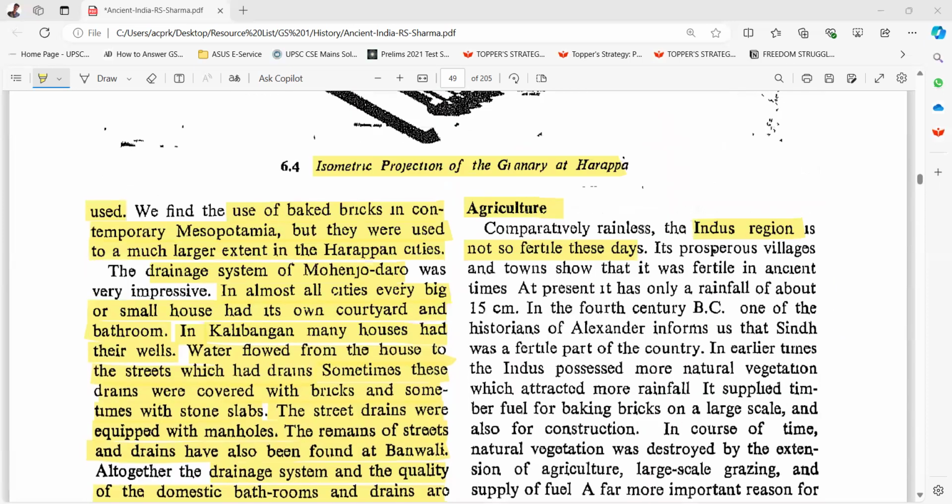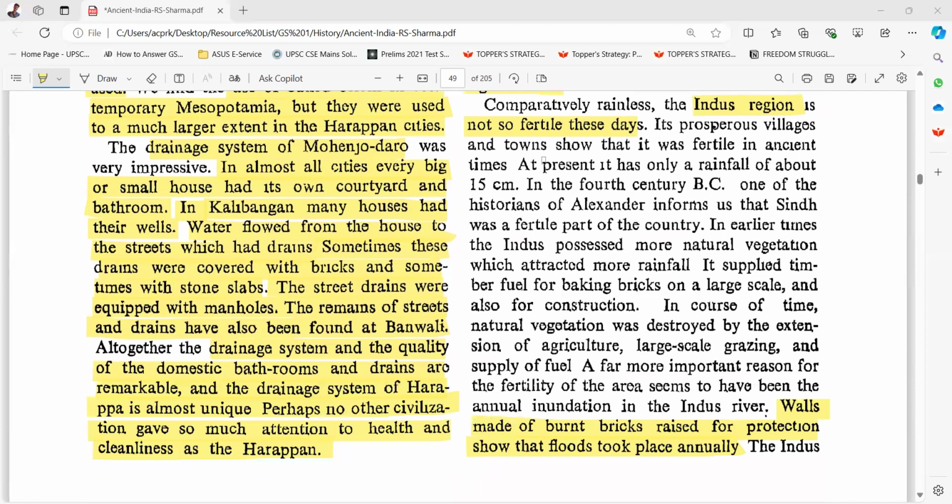Agriculture. Comparatively rainless, the Indus region is not so fertile these days, but the prosperous villages and towns show that it was fertile in ancient times. At present, it has a rainfall of only about 15 centimeters. In the 4th century BC, one of the historians of Alexander informs us that Sindh was a fertile part of the country. In earlier times, the Indus region possessed more natural vegetation, which attracted more rainfall.